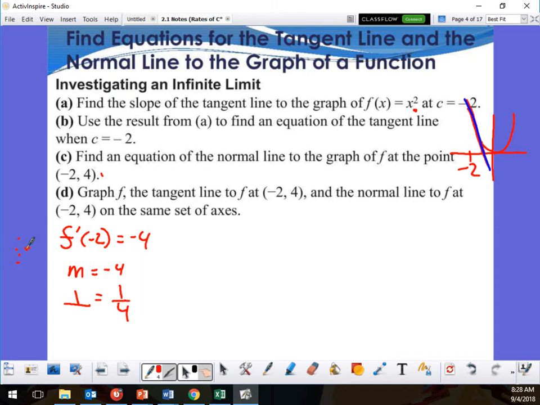So do the same thing again. So y minus 4 equals 1/4 x minus -2.